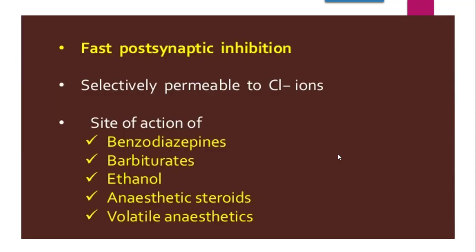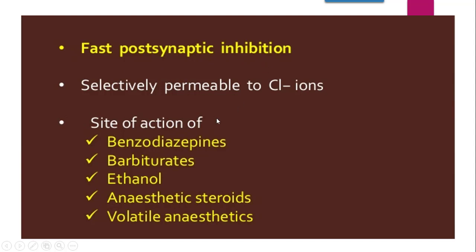Now coming towards the sites of action which are present on the GABA receptor. The first and foremost thing is that it is selectively permeable to chloride ions only, which are responsible for fast postsynaptic inhibition, since they do not allow the membrane to depolarize, causing hyperpolarization. So it is an inhibited state, that is, a hyperpolarized state.